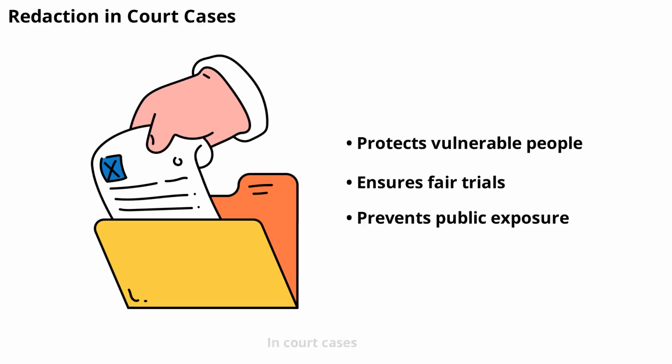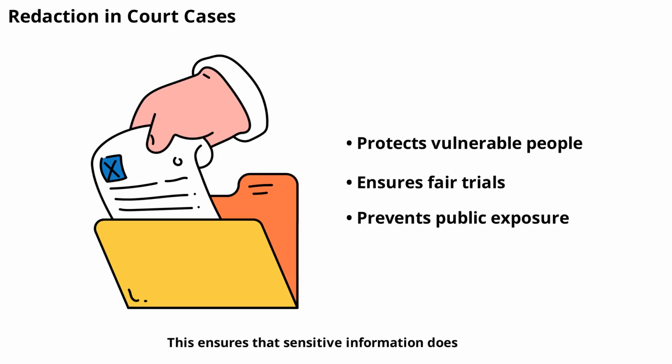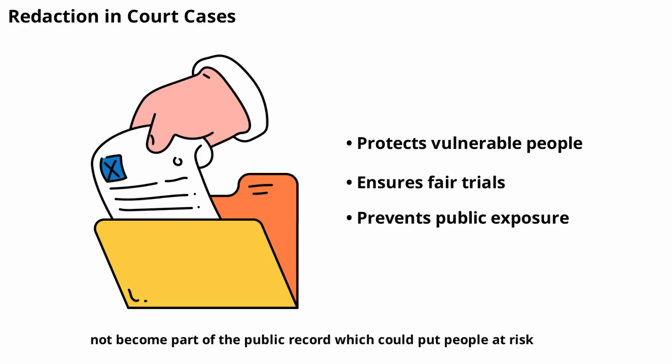In court cases, redaction is crucial for protecting the identities of victims, witnesses, or minors. Legal teams carefully review documents before submitting them to the court or releasing them to the public. This ensures that sensitive information does not become part of the public record, which could put people at risk or compromise the fairness of the trial.